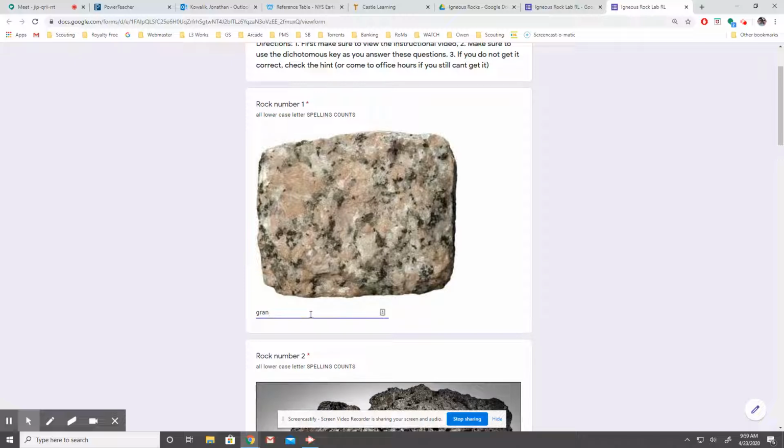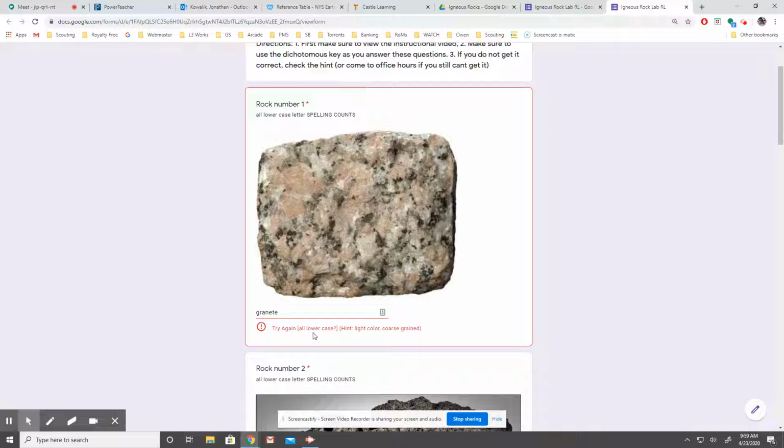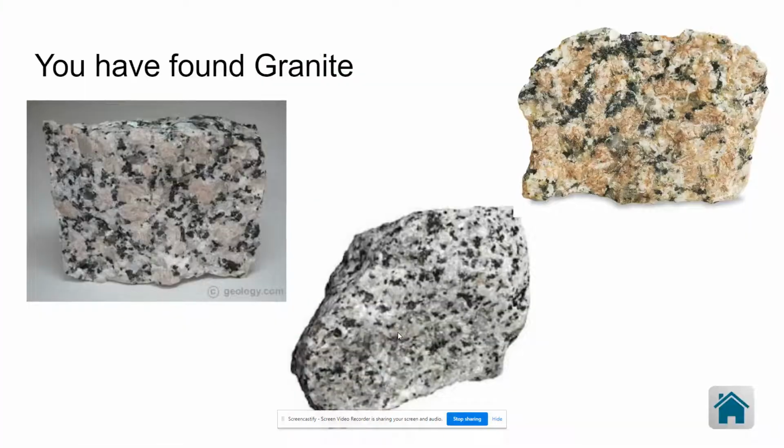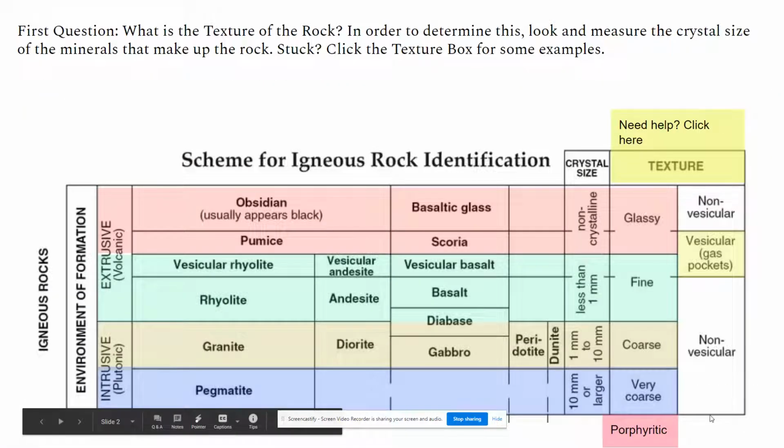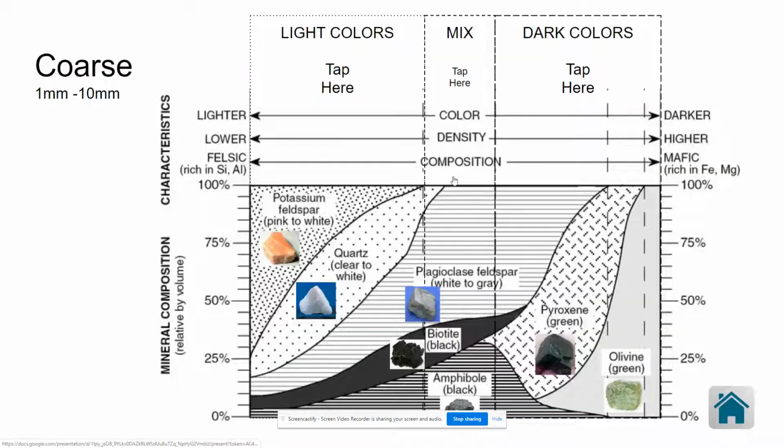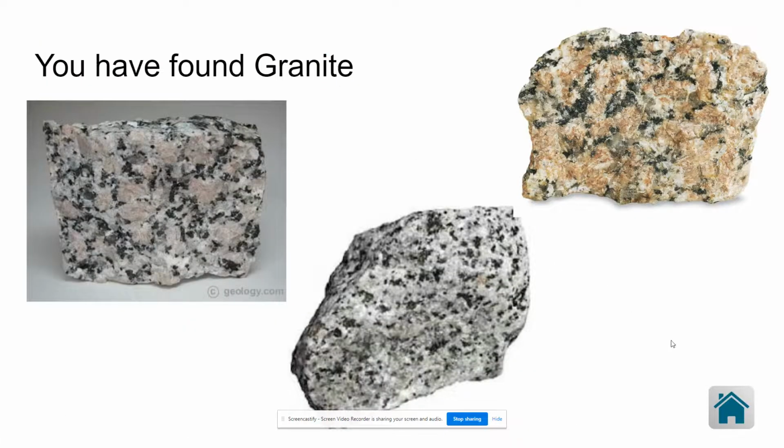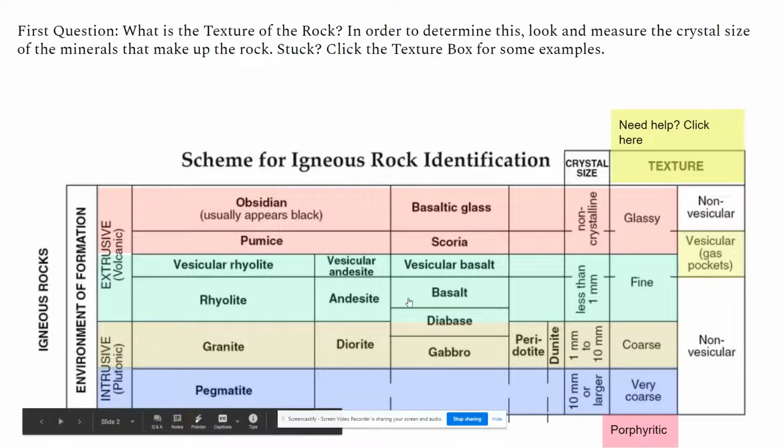Let's say I misspelled it. I click off of it, it says try again, all lowercase. Remember spelling, we know it's a spelling mistake, but it also gives us a hint. It tells us that it's light colored and coarse grained. In case we were confused on maybe the grain size or the color, we have that hint to go back to the reference table with. When we go back to the reference table, we want to start over, you hit that little home button down there. You say, okay, coarse grain, light color, oh, granite. Okay, so that's how it works.